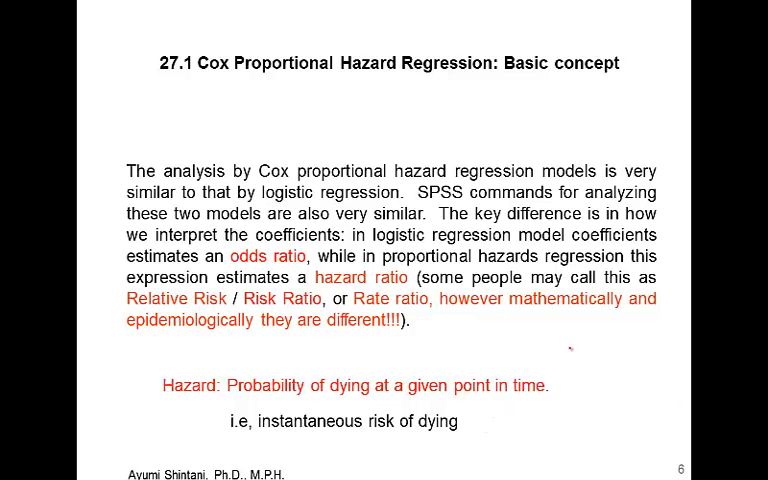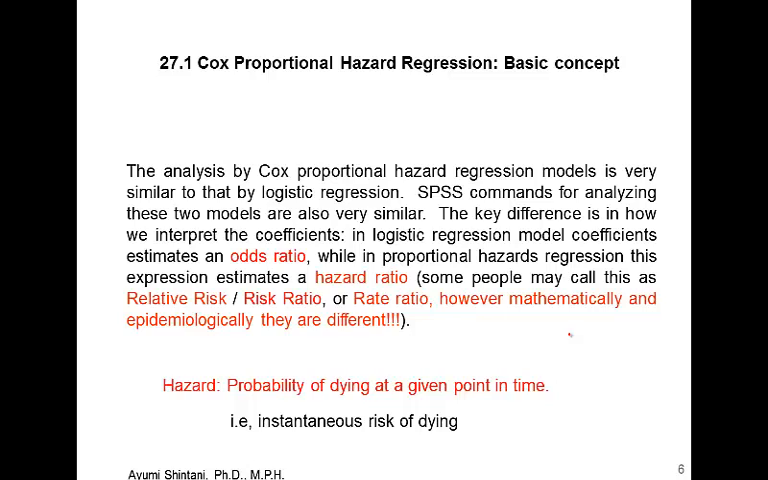The analysis by Cox regression is very similar to that by logistic regression. The SPSS screenshots, common SPSS options, or commands for analyzing these two models are very similar. So if you know how to conduct logistic regression, nothing is difficult about conducting Cox regression. A key difference is how we interpret the coefficients. In logistic regression, the model coefficient estimates the log of odds ratio, so we exponentiate the beta and that gives the odds ratio. With Cox regression, the beta coefficient estimates the log of hazard ratio, so when you take the exponential of beta, you have a hazard ratio. So the interpretation is a little bit different because we have a different choice of measure of association, although the commands in SPSS are very similar.